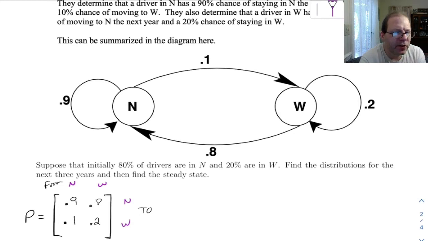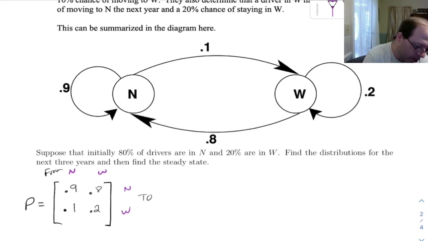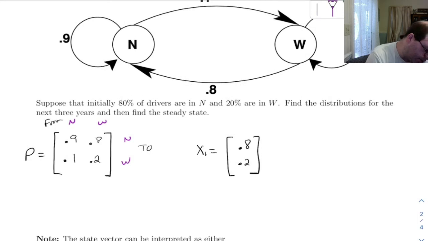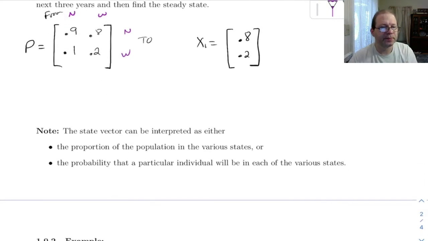And let's see, what do they tell us? 80% of drivers are initially in N. So our X1 here is 80-20. So it says for the next 3 years. Let's do that on Octave. I don't know if I'm even going to really copy it down over there.